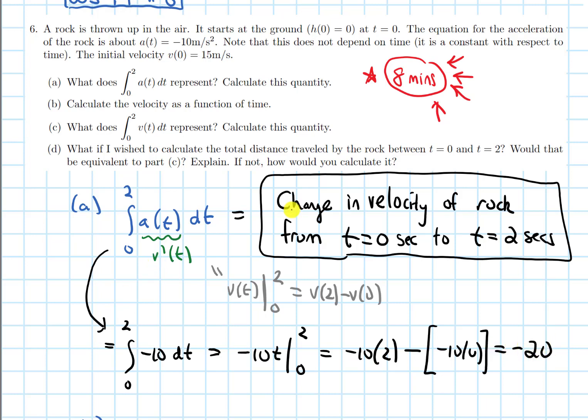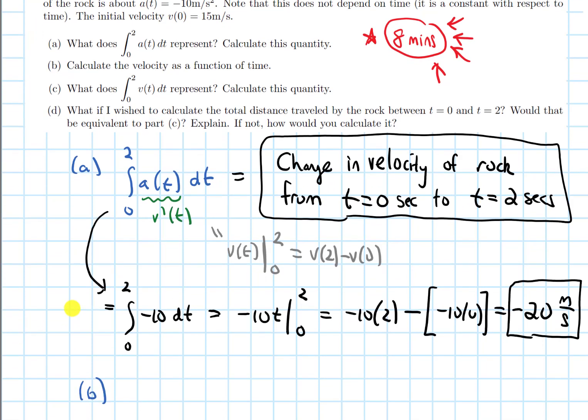And this represents a change in velocity. So the units of this should be the units of velocity, which in the problem are meters per second. So this is saying that our velocity decreases by 20 meters per second on the interval from t equals 0 to t equals 2 seconds.